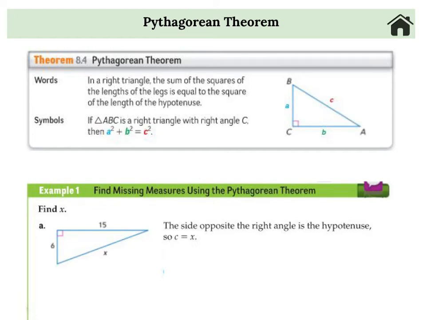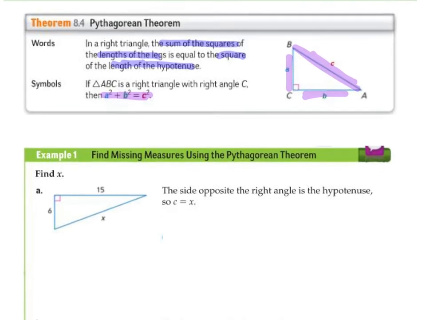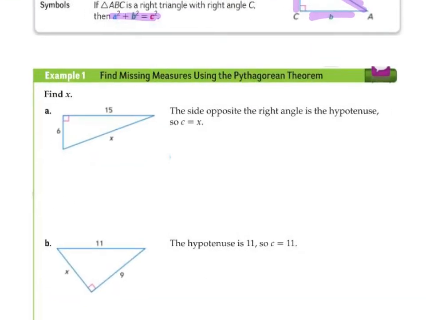Hey everybody, so today we are continuing on in Unit 6, moving on to Chapter 8.2, talking about the Pythagorean Theorem. Hopefully you remember learning this in middle school. The Pythagorean Theorem is when you are looking at right triangles, and we know that the sum of the squares of the lengths of the legs is equal to the square of the length of the hypotenuse. Or, the way you might have remembered learning it, a squared plus b squared equals c squared, where a and b are your legs and c is your hypotenuse.